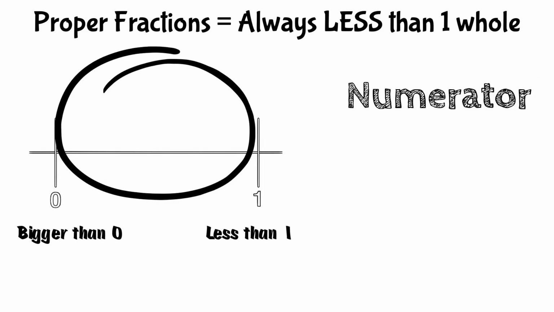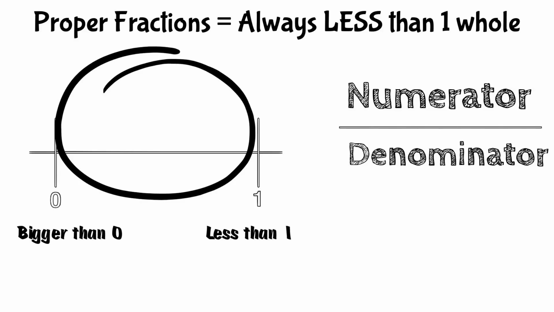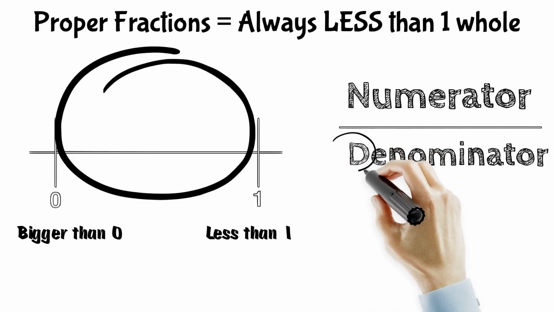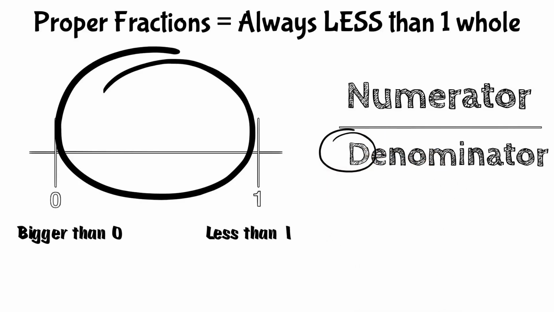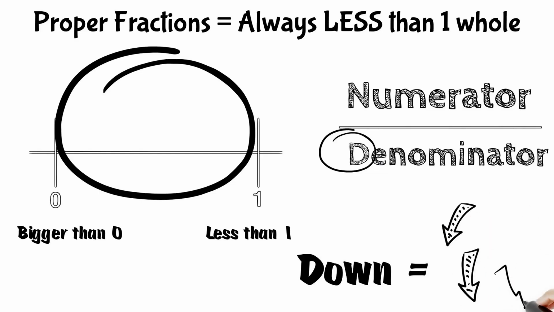Next, we have the parts of a fraction. Remember, the numerator is always on top and the denominator is always on the bottom. The easiest way to remember this is to look at the first letter in denominator, which is the letter D. Now there's another word that starts with D that also relates to the bottom. You probably guessed it already, it's down. So whenever you think of denominator, always think of the word down.